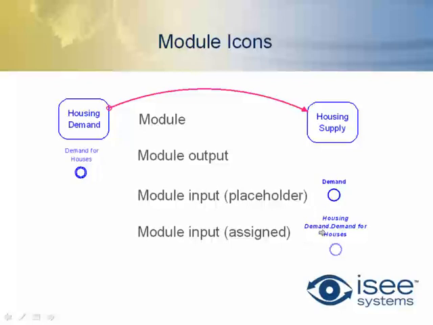Once I assign it, it appears like a ghost with a thicker line. It is, in fact, essentially a ghost of demand for houses. You'll notice the name has the name of the module, a dot, and then the name of the variable. So the module is housing demand, the variable is demand for houses. So this input, which was up here, is now assigned to housing demand dot demand for houses. You'll see those icons as we work through this. Let's go back.